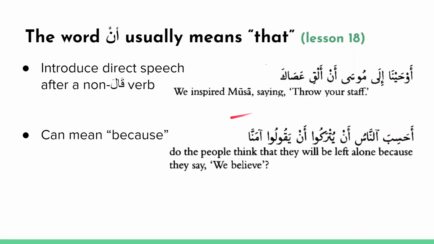Alright, another meaning of an, which is less common, is to mean because. So أحسب الناس أن يتركوا أن يقولوا آمنا. Let's take a look at this ayah as an example. This ayah actually has two times that the word an is used. Okay, and these two usages are actually different usages of the word an. Okay, so let's take a look.